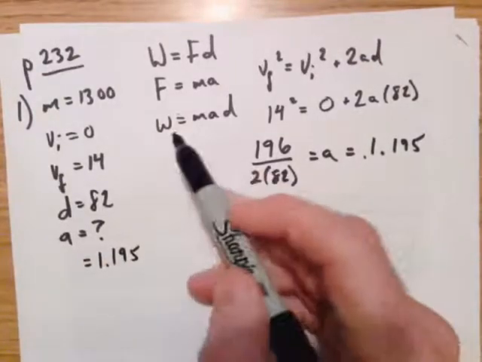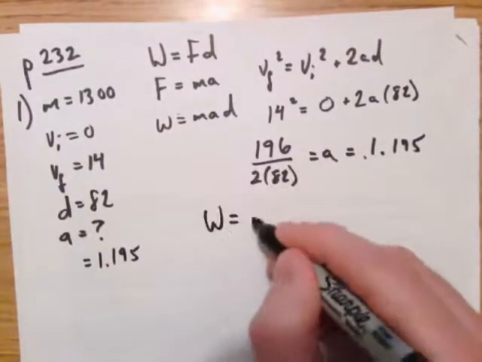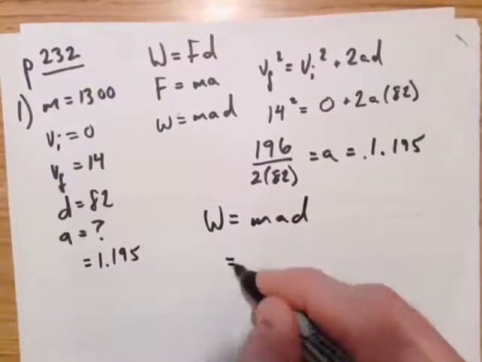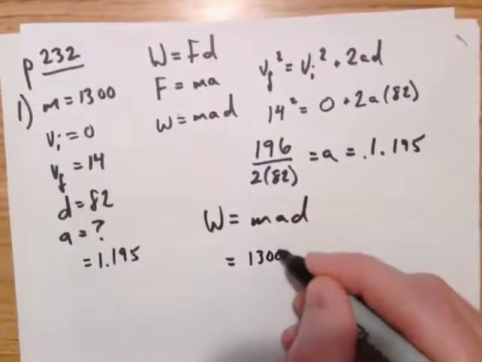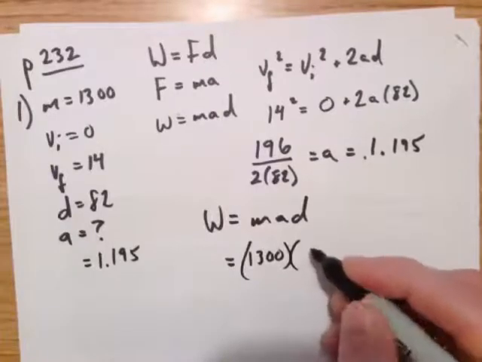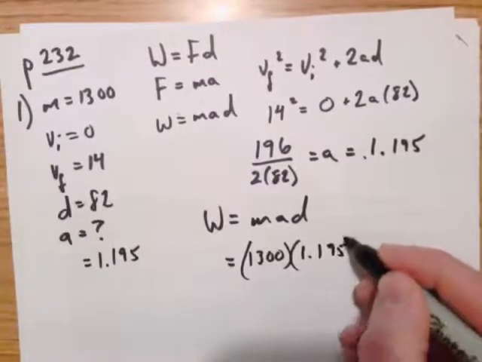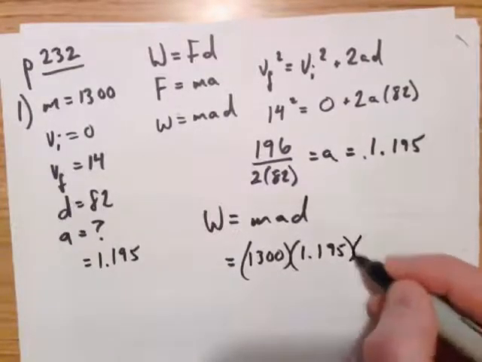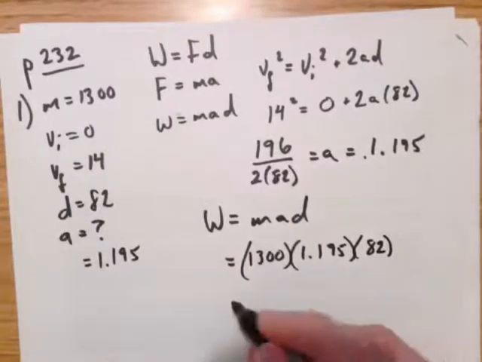So now work equals mass times acceleration times displacement. We have everything we need. 1300 times 1.195. Displacement is 82. I need something to drink.